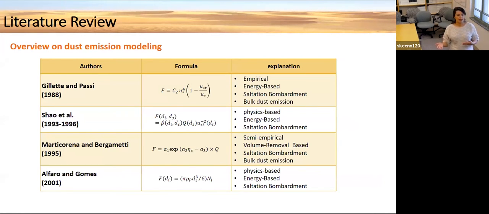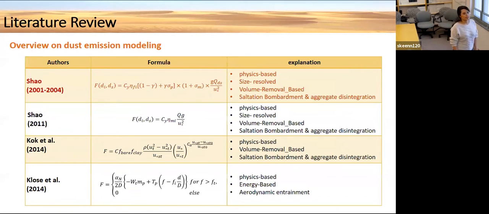So if we go through different schemes, you can see, for example, the Gillette and Passi empirical energy-based dust emission scheme, where saltation bombardment is the main mechanism for creating dust emission from different surfaces. But this mechanism is different for different dust emission schemes. For example, for Klose et al., the main mechanism is aerodynamic entrainment.